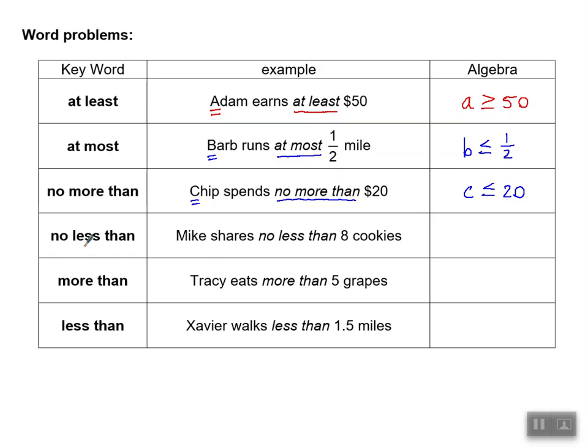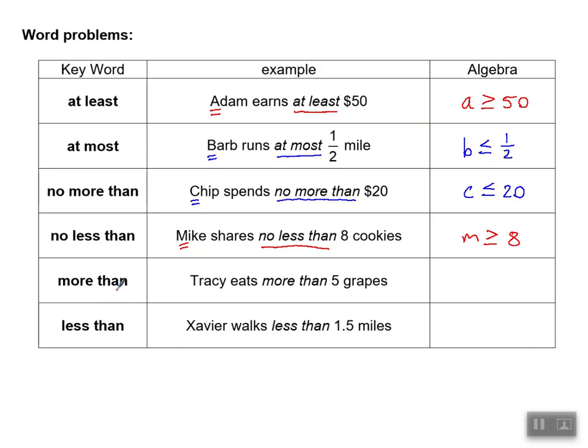What do you think no less than would mean? Mike shares no less than 8 cookies. So Mike shared either 8 cookies or 9 cookies or something greater than that. So Mike was very generous and shared something greater than or equal to his 8 cookies. Let's keep going.